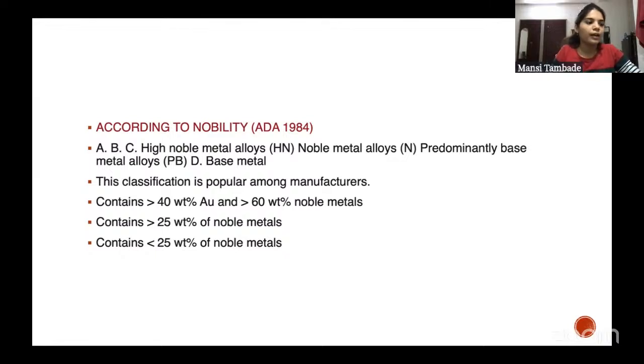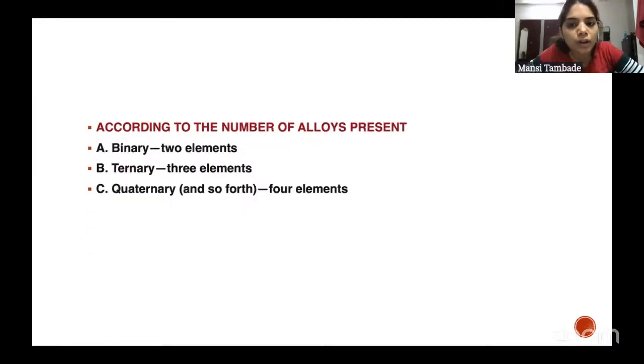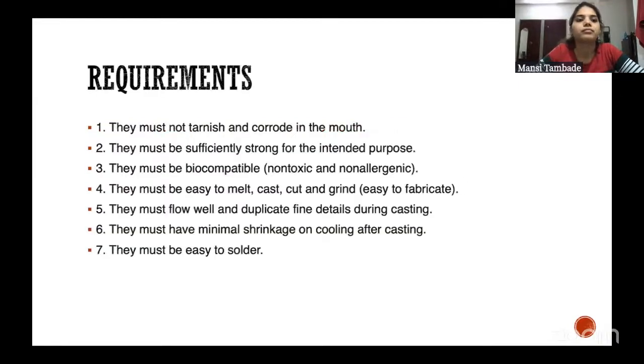Okay. And according to the nobility, high noble metal contains more than 25% of the noble metals, and the others contain less than 25% of the noble metals. Okay. Then according to the number of elements present: binary 2 elements, ternary 3 elements, quaternary 4 elements, and so forth. Okay. Then requirements.